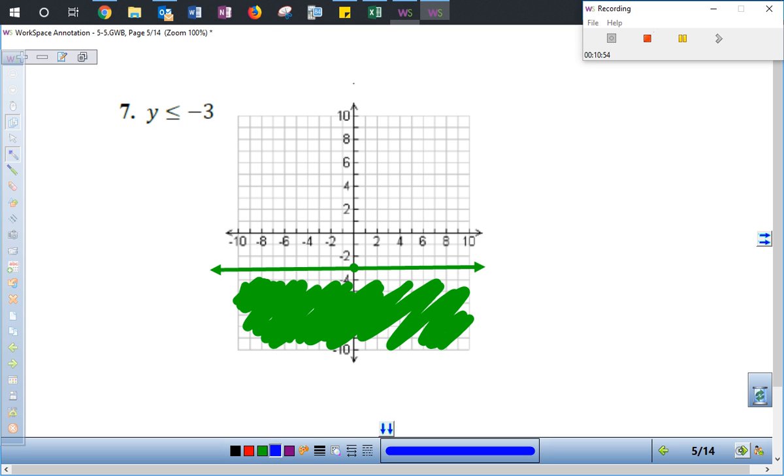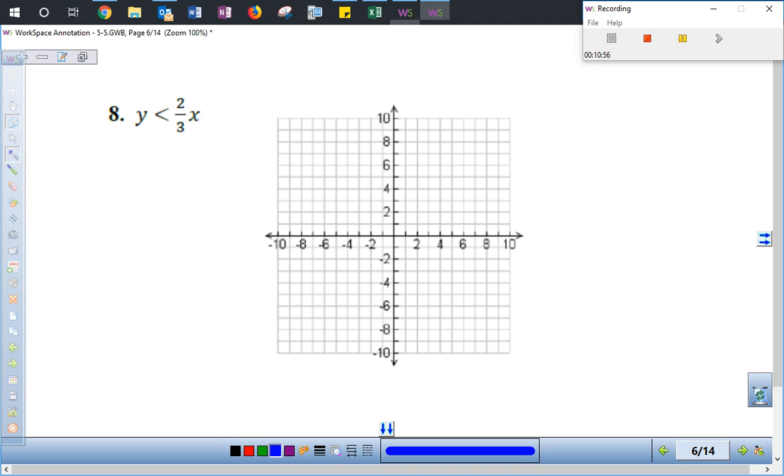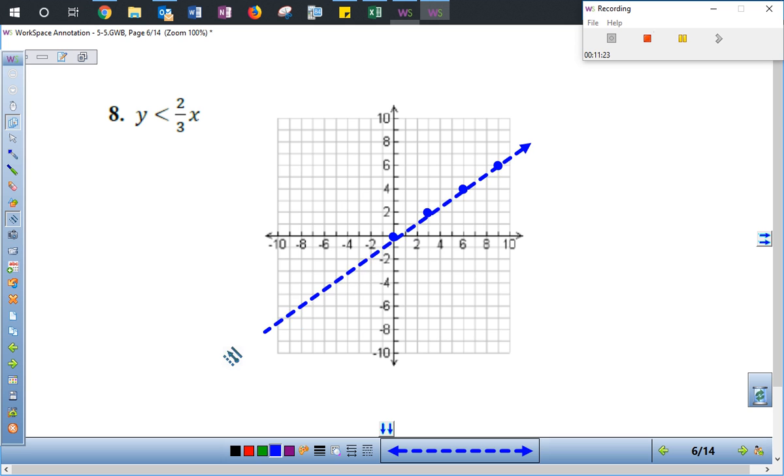Alright, on number 8, we have y is less than 2/3 x. Now, there's nothing added to the end here, so that means my y-intercept is 0. And then I have a slope of 2/3, so rise over run, up 2 to the right 3, up 2 to the right 3, up 2 to the right 3. And since it's less than, that means it's going to be a dashed line all the way through, end it with arrows.